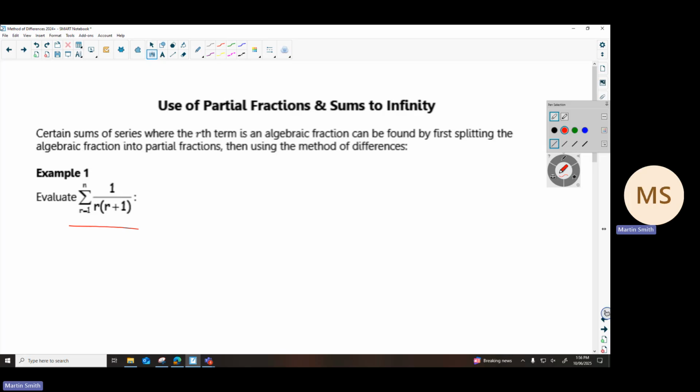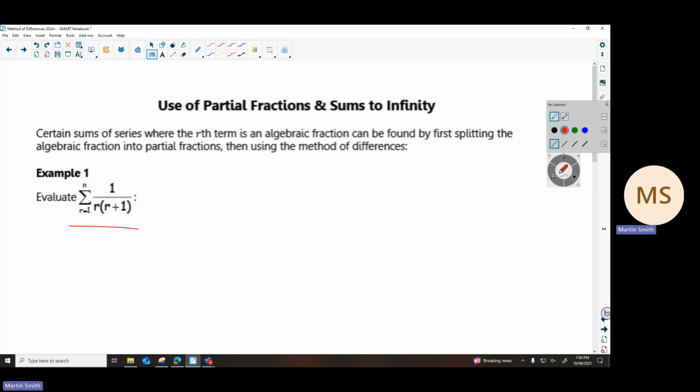an algebraic fraction. So in a minute, I'll show you how to do the sum from r is 1 to n of 1 over r times r plus 1. Now, one way of viewing this is that working out the sum of a series in sigma notation feels a little bit like integration. If you're integrating an algebraic fraction, such as this one here, you would factorize the bottom, which is done here, split it into partial fractions, and then integrate it.